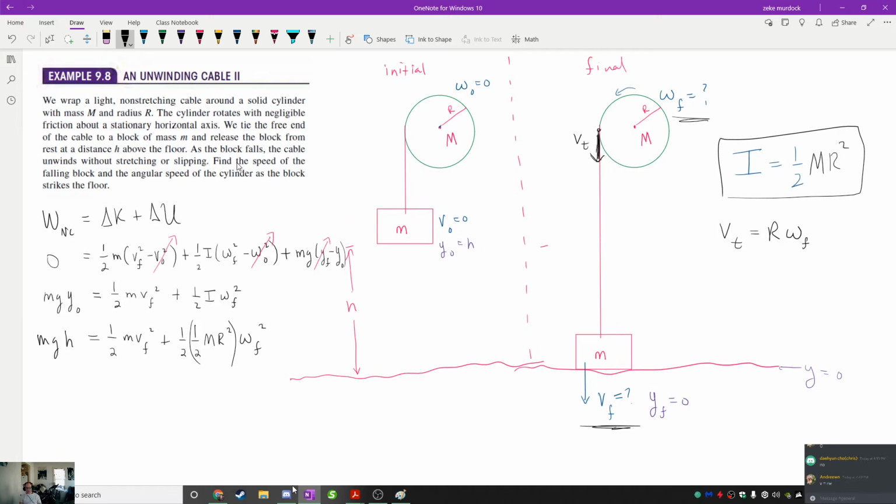And all of this is because of the fact that it says as the block falls, the cable unwinds without stretching or slipping. That means these things are all connected to each other. If the cable was stretchy, if the cable was slipping, these things wouldn't be true anymore, but this is true because it's not slipping. So this is then going to be equal to the final speed of the block right before it hits the ground. So we can either replace vf with r times omega final, or we can replace omega f with v over r. It doesn't really matter which one. So just for not having to do a bunch of fraction stuff, let's replace vf here.